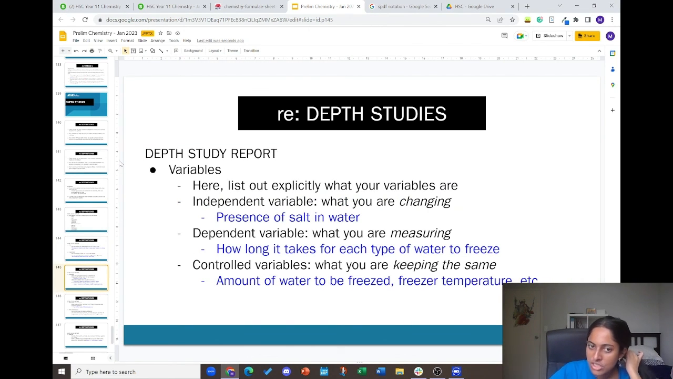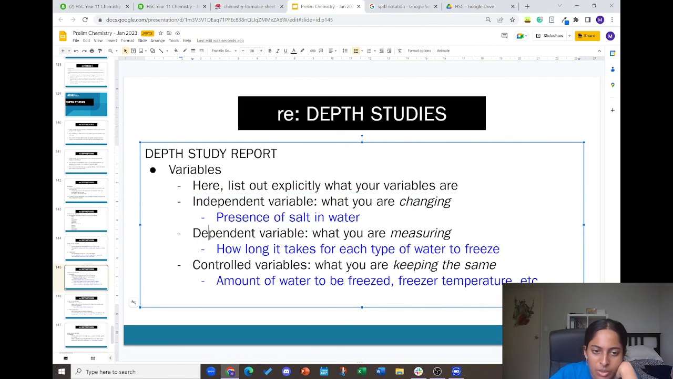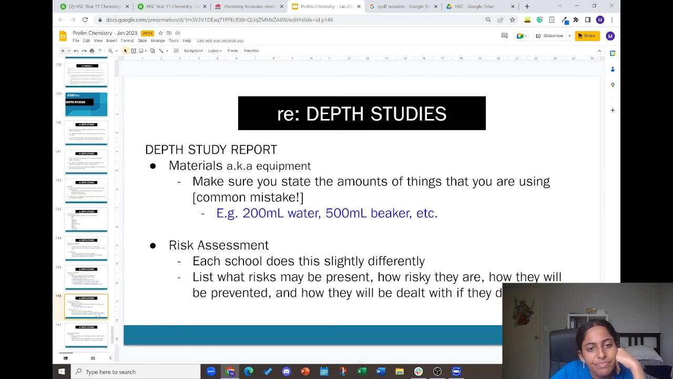In terms of variables, you need to be explicit about what your variables are. You need one independent, one dependent, and the rest of the variables are controlled. So this is things such as volume of water, the temperature, the environment you're carrying it out in, and the type of salt you're using. Salt can be sodium chloride, but it can also be something like potassium chloride. So make sure it's the correct chemical formula and the same chemical formula, things like that.